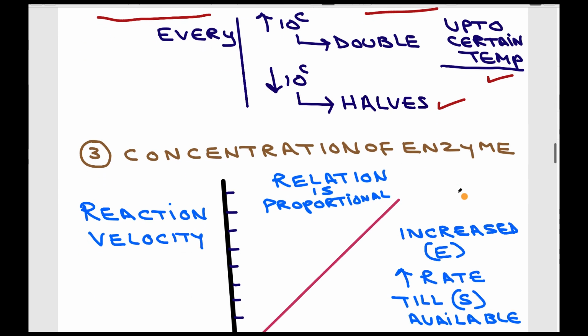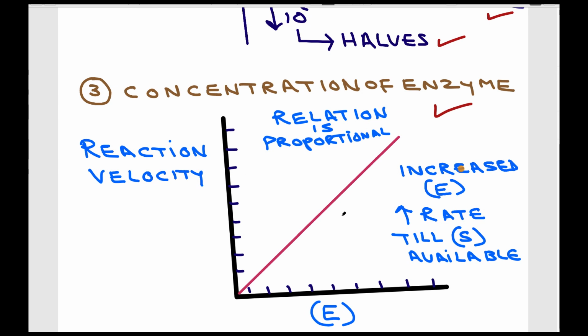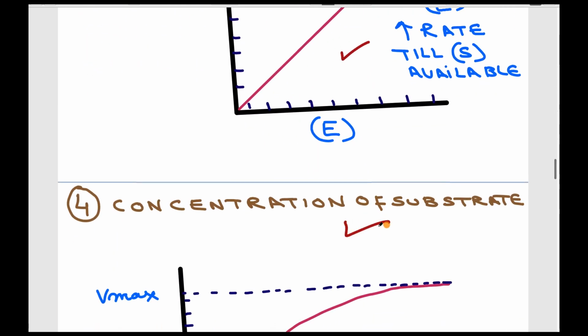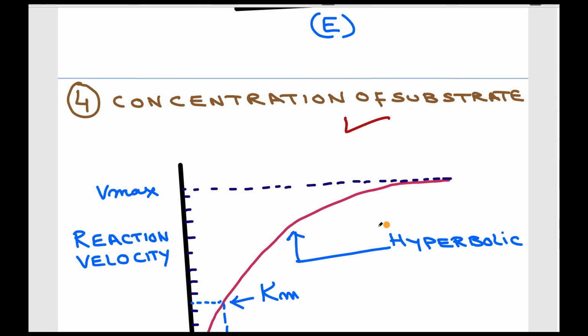Okay, so the next one is the concentration of enzyme. If sufficient substrate, excess substrate, is there, and you give more enzyme, the rate of reaction will increase. It is proportional, if there is no limit of the substrate. Okay, then the concentration of the substrate. It is one of the most important factors.